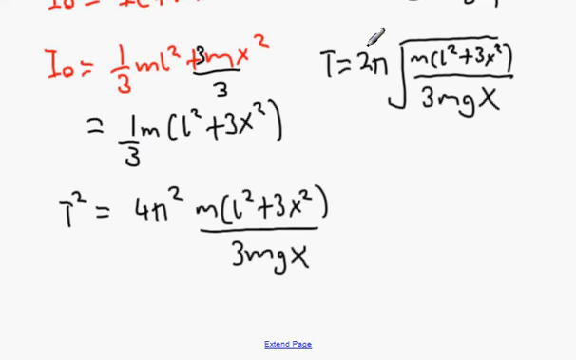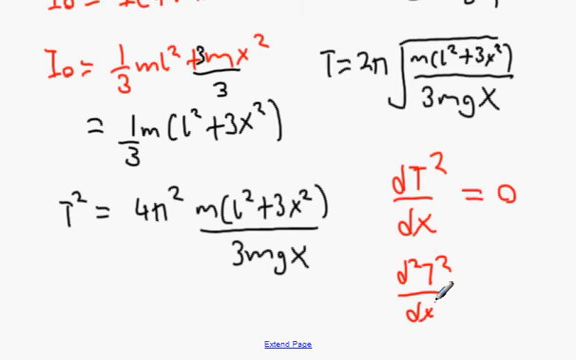Now, what we could do is we could do dT squared over dx and put it equal to 0. And then prove that the second derivative, as in d squared T squared over dx squared, is greater than 0. Now what I'm going to do is highlight the variable part of the question. See this? See the parts underlined in purple?